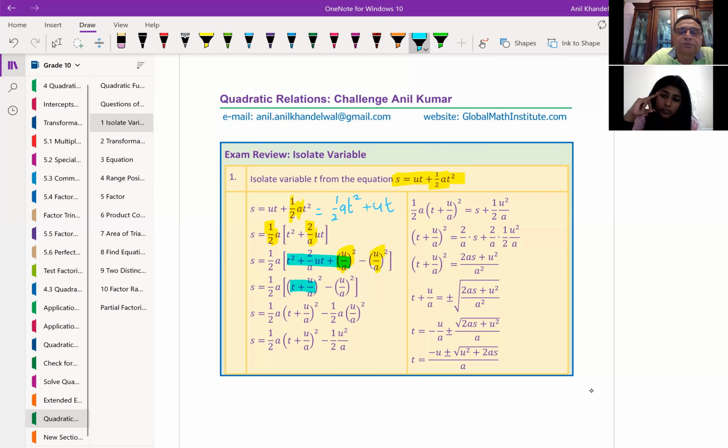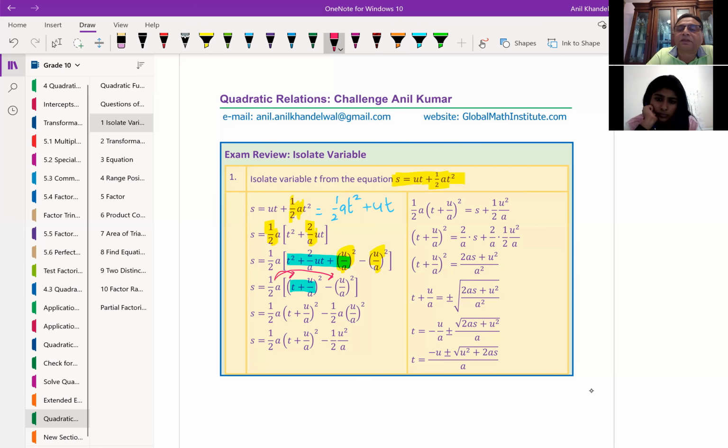You could open this bracket also. Now, when you continue, just open the bracket, multiply both these terms by applying the distributive property, correct? So once you open the bracket, you get half A T plus u over A whole square minus half A u over A whole square. Now you can isolate the two terms clearly, and we have this vertex form. You can bring down the other term, which is half u square over A, which does not involve T, to the other side. So you get half of A, T plus u over A whole square equals S plus half of u square over A, right?